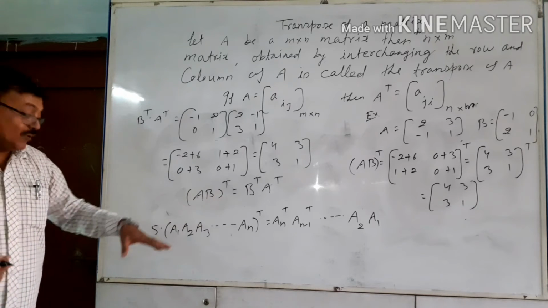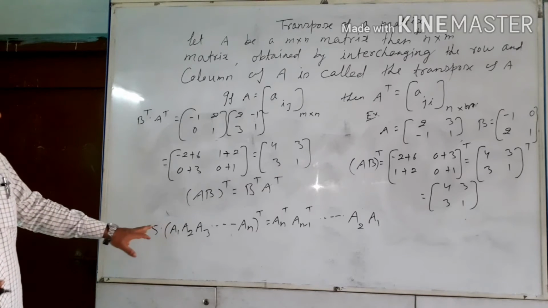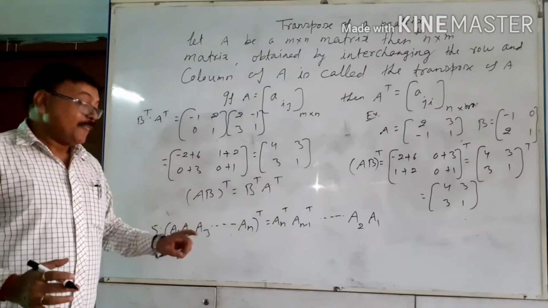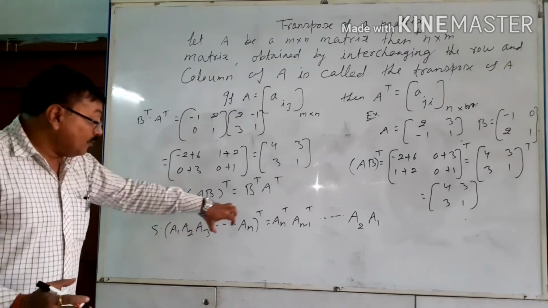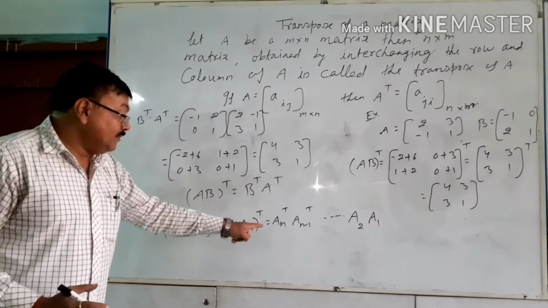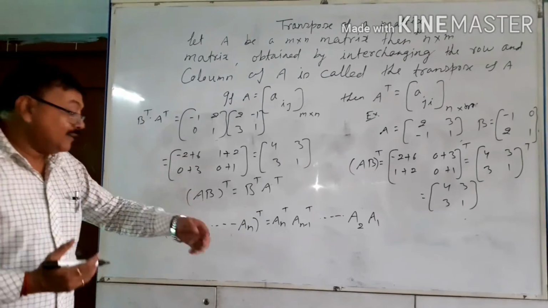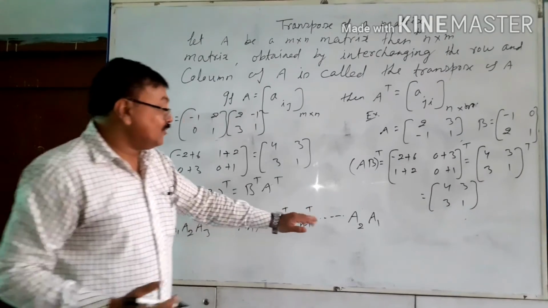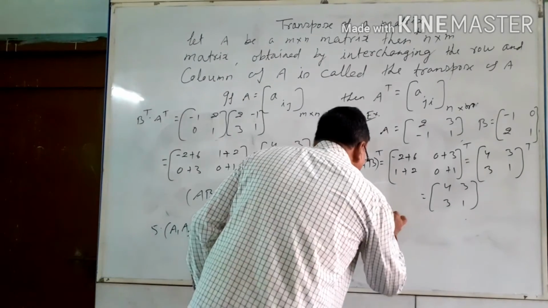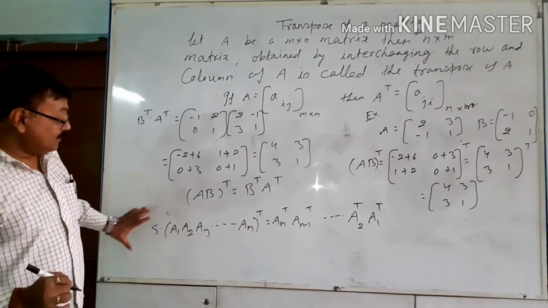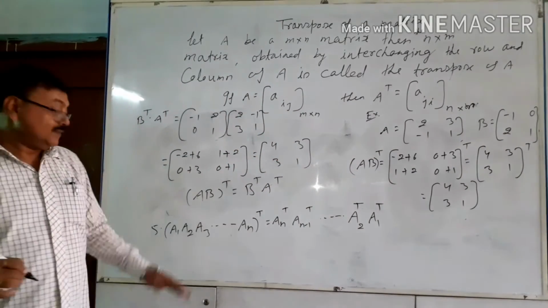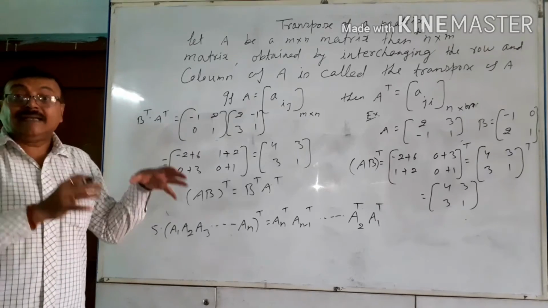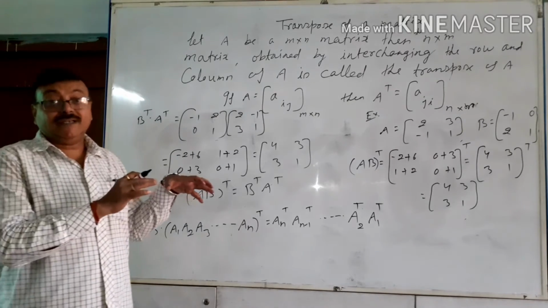It's the generalized form. What's the generalized form? If there are matrices A1, A2, A3, up to An, then the transpose of the multiplication of all the matrices will be in reverse order: An transpose, An minus 1 transpose, and so on, A2 transpose and A1 transpose. So that is the fifth property of transpose.